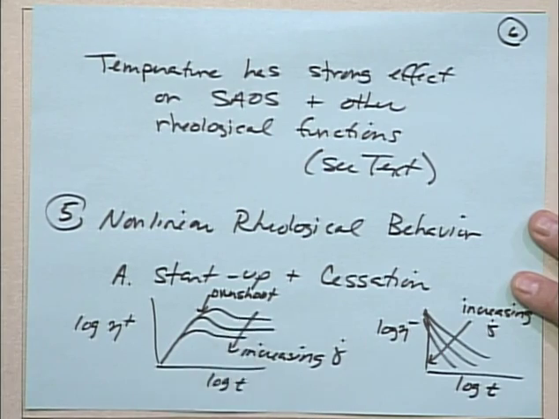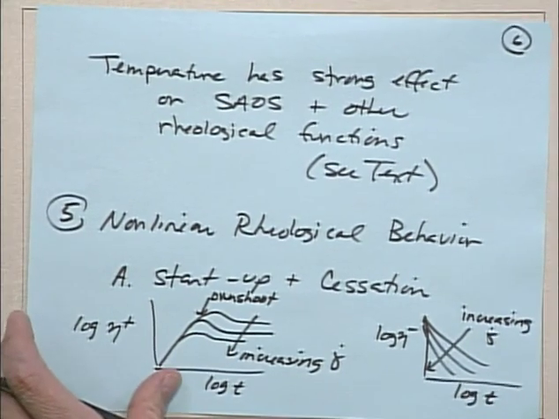So each separate curve is a startup at different shear rates. And these are again plotted on log-log graphs. This is the stress growth function and the cessation function. And again, at different shear rates, they give different functions of time.